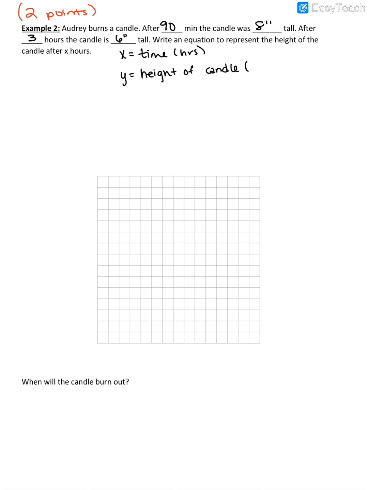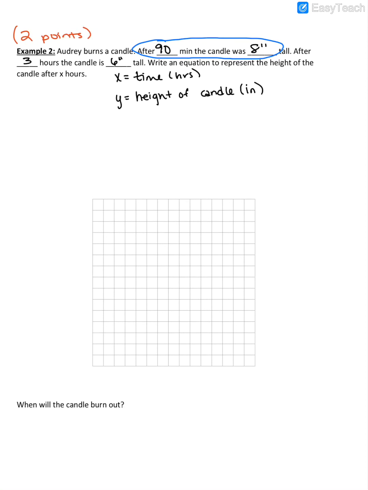And how are we going to measure it? We'll measure it in inches because that's the 2 measurements that it gave us. We're both in inches. Now there is one problem with this. One of the points that it gave us was not using hours and inches. It says after 90 minutes, the candle was 8 inches tall. So that point right there is not 90 minutes. 90 minutes is not allowed.